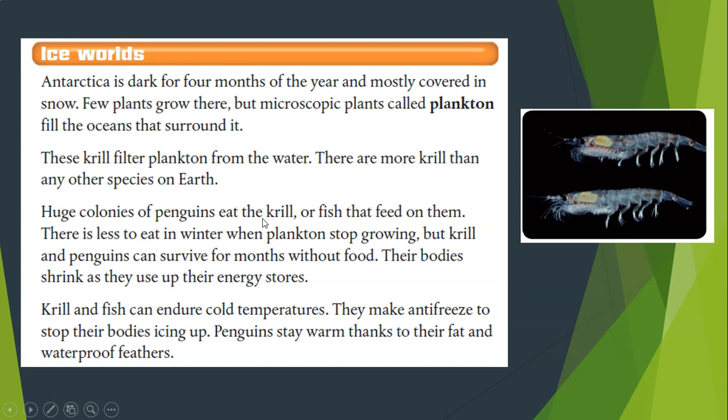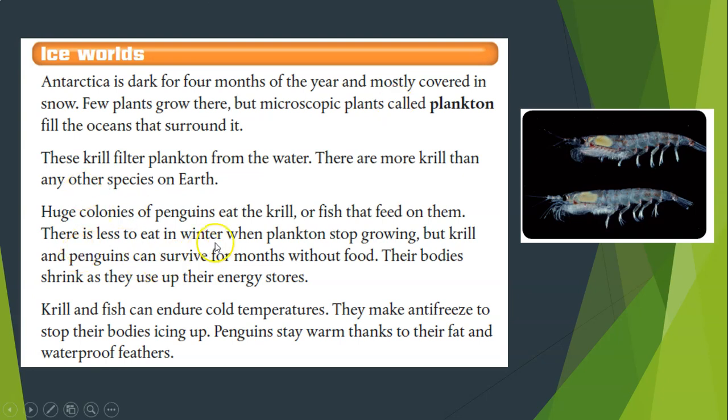I hope you understood the food chain. The plankton are eaten by krill, and the krill are eaten by penguins. That means the penguin feeds on krill and the krill feeds on plankton. Huge colonies of penguins eat the krill or fish that feed on them. There is less to eat in winter when plankton stop growing. But the krill and penguins can survive for months without food.